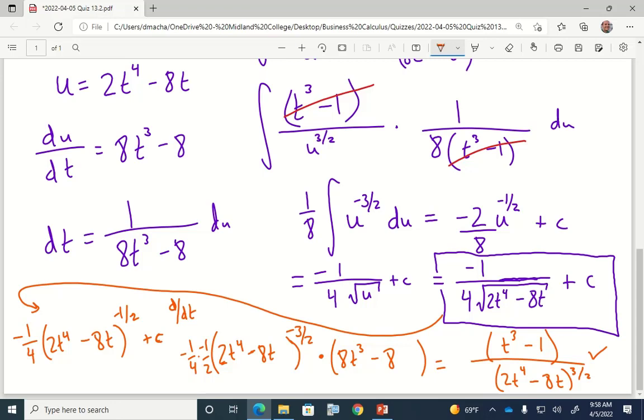Yeah. Yep. Exactly. So if you're on an exam and you have to do a long antiderivative problem, you want to check your work, make sure you got it right.